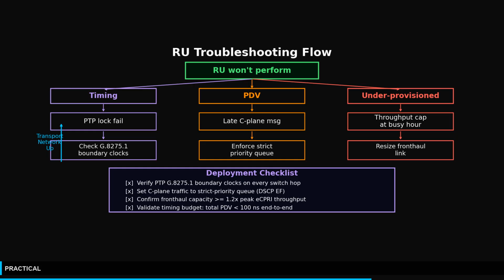The practical checklist. Verify PTP profile G8275.1 end-to-end. Confirm boundary clock support on every hop. Enforce QoS with C and S plane prioritized, and size the link for peak plus headroom, never average. When you troubleshoot a 7.2x radio, work from the transport up, not from the radio down. 9 times out of 10, the radio is fine. The network underneath it is the problem.